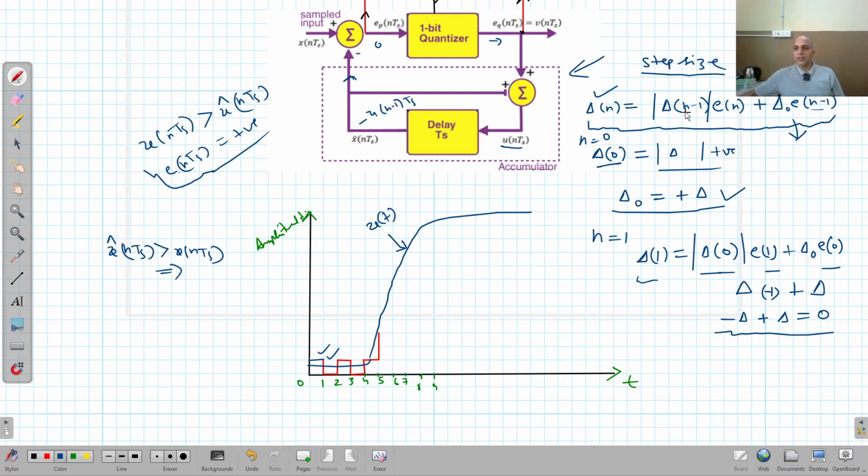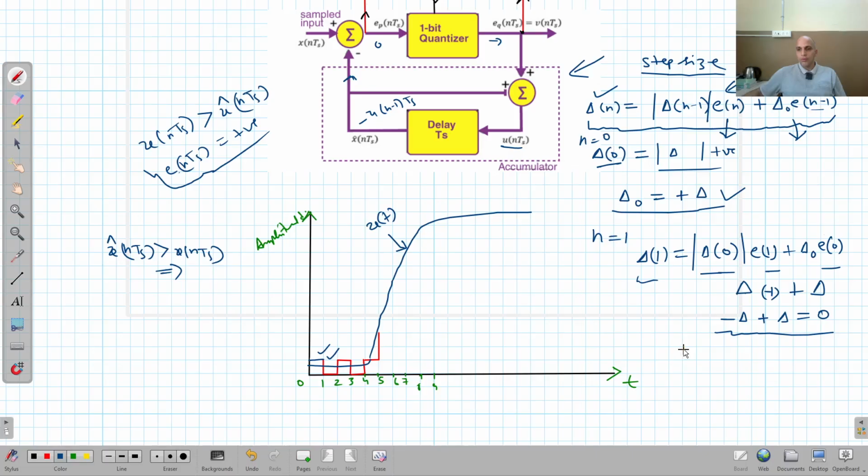I put n is equal to 1 in this equation. So I got 1 minus 1, 0, delta 0, right? Into E1 plus delta 0 into E0, the error signal at 0. At this interval, we have assumed that the error signal at 0 is positive. We have already assumed in this step that the error signal when n is equal to 0 is positive. You can see here E0 is positive, and we have utilized it here. So E0 is positive, so delta 0 is a positive delta.